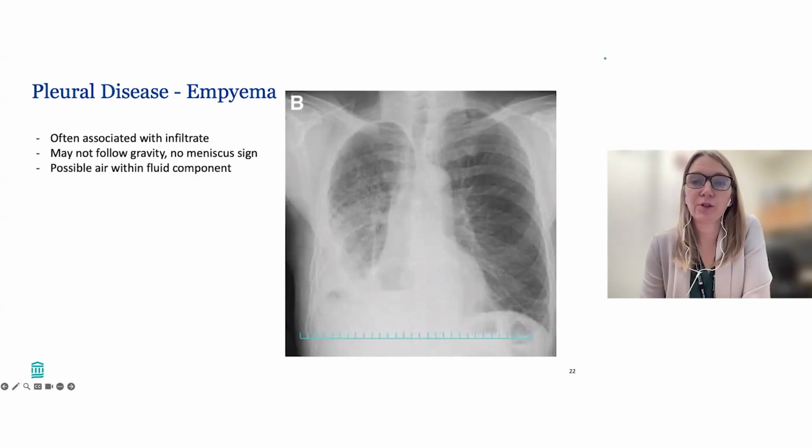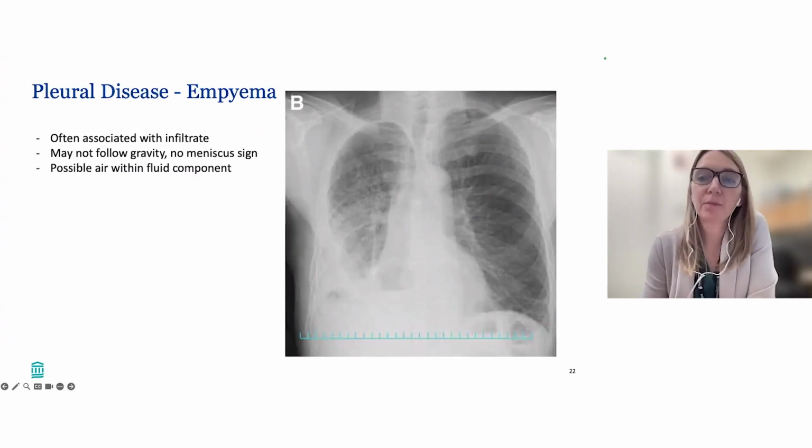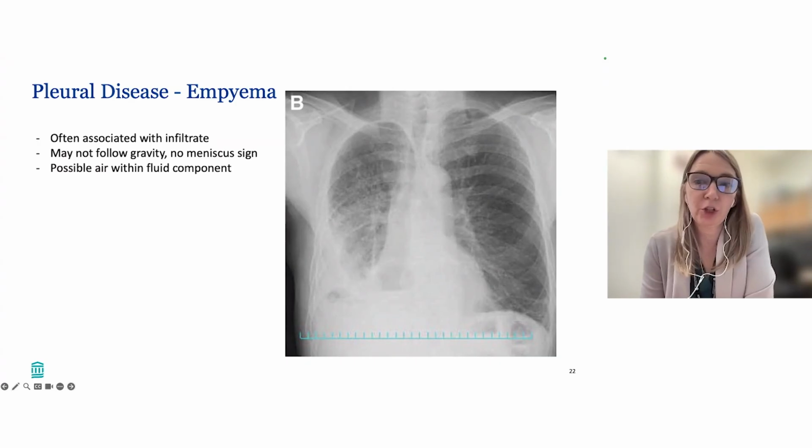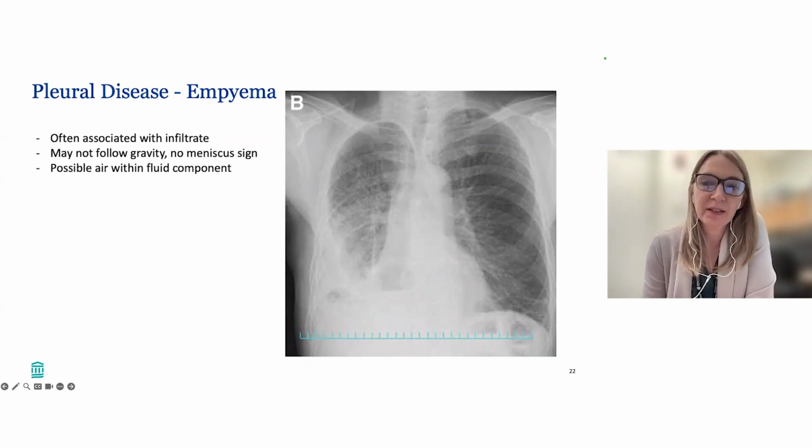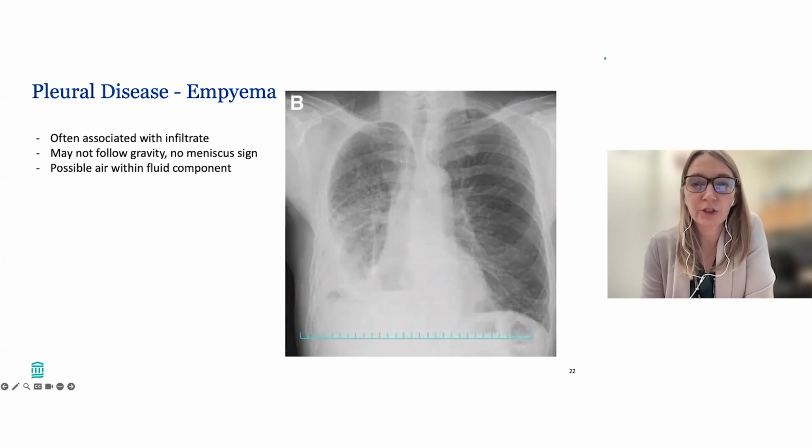One important cause of unilateral effusion is empyema, where thick infected purulent fluid accumulates around the area of pulmonary infection. Because it is parapneumonic, there is often an infiltrate visible on chest X-ray. Because the fluid is so thick and sometimes loculated, it may track along the pleural lining and not follow gravity, and therefore may not have a meniscus sign.